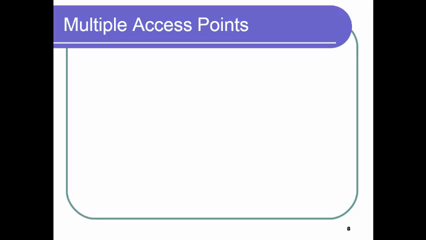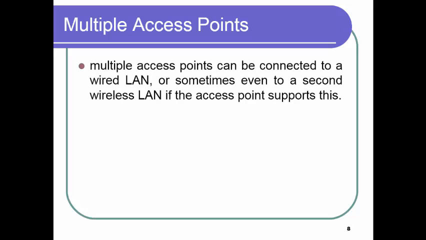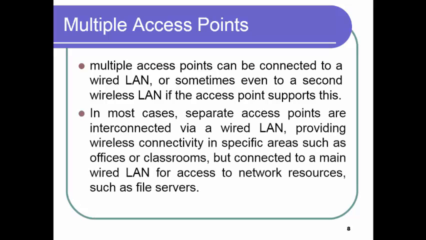Then about multiple access points, as we discussed, if somebody wants to increase the coverage area, extensions are also available to increase the coverage area. Multiple access points can be connected to the wired LAN or sometimes even a second wireless LAN if the access point supports this. Depending on the type of hardware or configurations available with the access point or router, we can connect another router or access point to the existing wireless network or the wireless device which is available in the network.